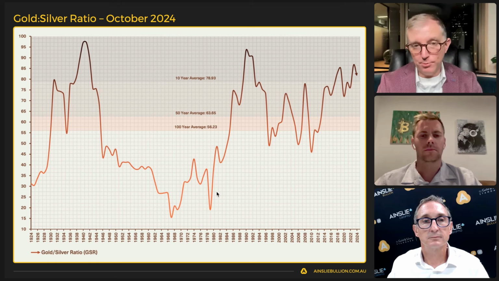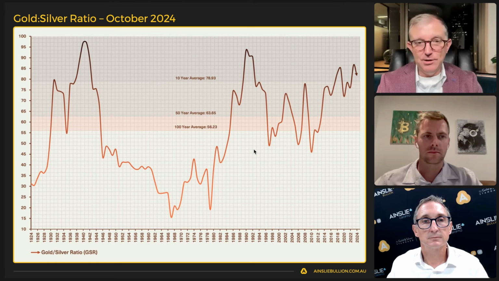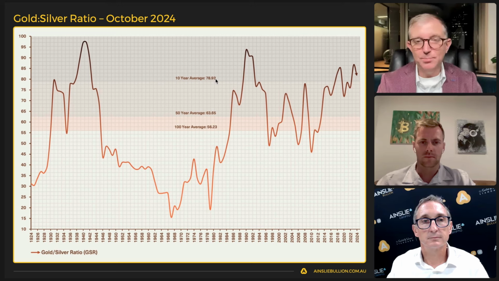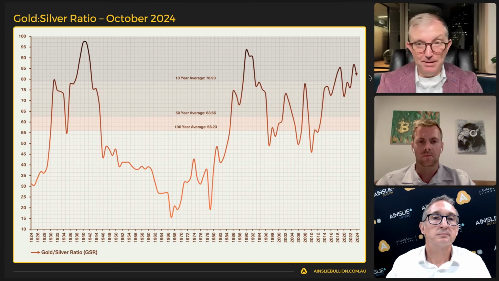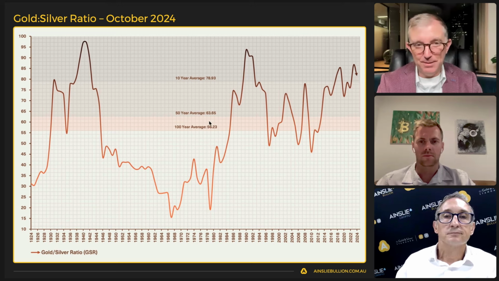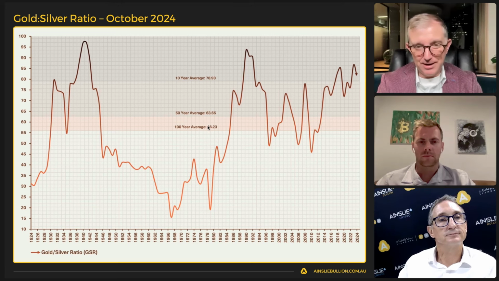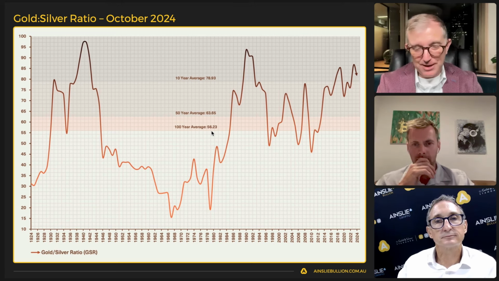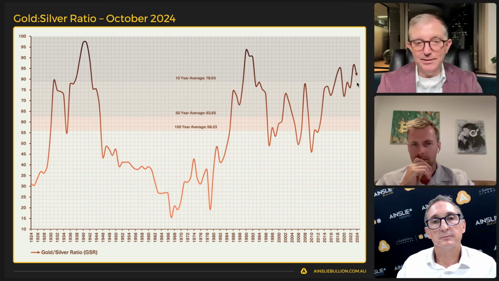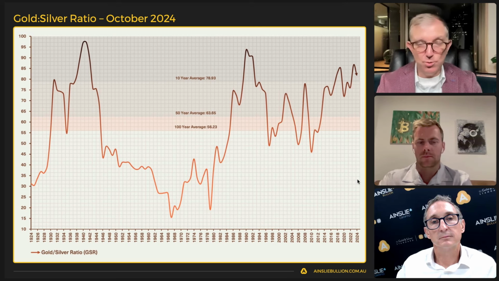But I still think it gives us a pretty good indication that when you look historically, even over the last 10 years where gold has been particularly outperforming silver, we're above that average. We're above the 50-year average at 63 and well above the 100-year average at 56. Now, we've seen periods and could probably expect to see them again where we get this ratio right down into potentially 40, 30, 20, who knows.